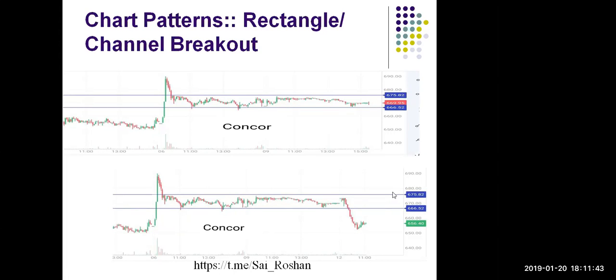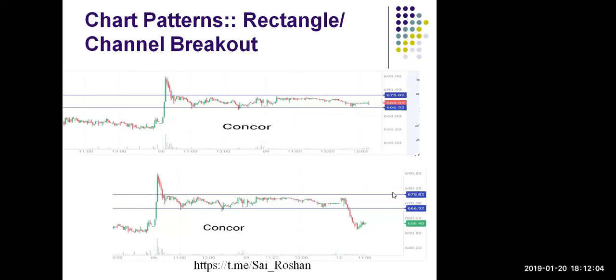If it breaks the upper side, buy it. If it breaks the lower side, sell it. Once again, the rules of the game: when to buy, when to sell. Once the channel is broken, let that candle get finished. Wait for the completion of that candle. Once the candle is completed, sell it. Stop loss is the high of the candle which broke it.